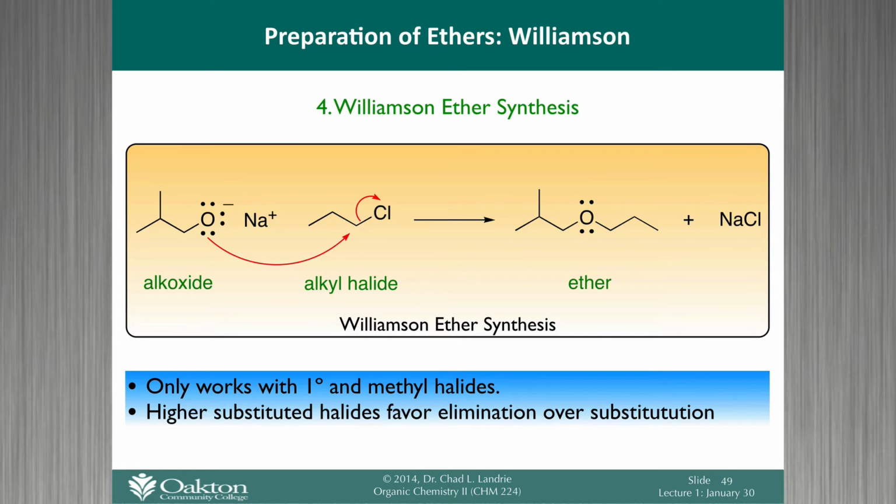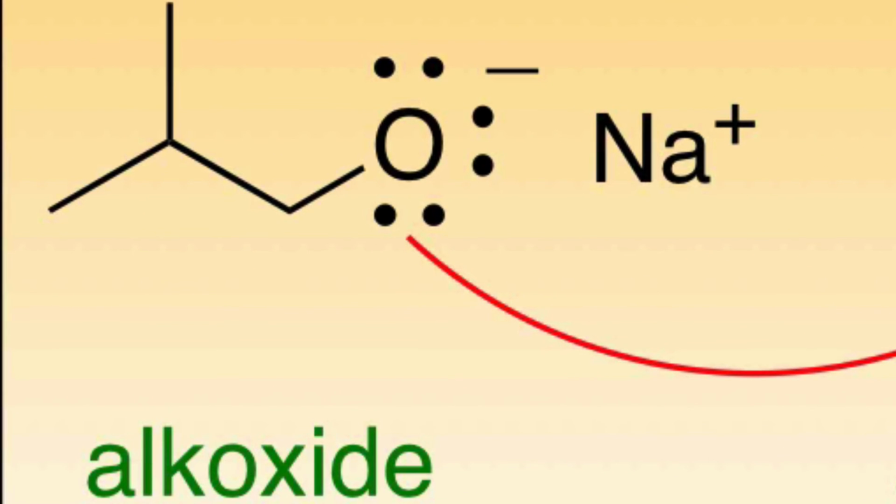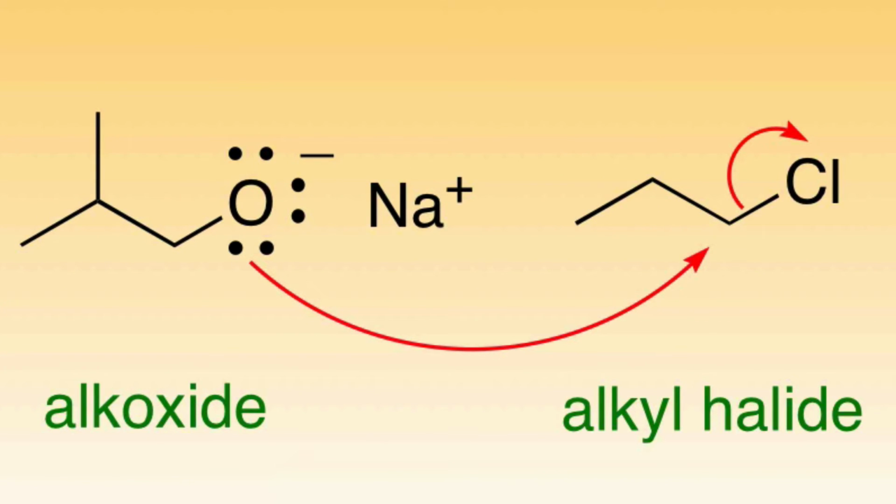Alright, our final method for the preparation of ethers is the Williamson ether synthesis. This is also reviewed. There's nothing new here. This is just a version of SN2 substitution. In a Williamson ether synthesis, I have to start with an alkoxide, the conjugate base of an alcohol, and add to that an alkyl halide, typically an alkyl chloride, alkyl bromide, or alkyl iodide. Remember, fluorine is a very poor leaving group.